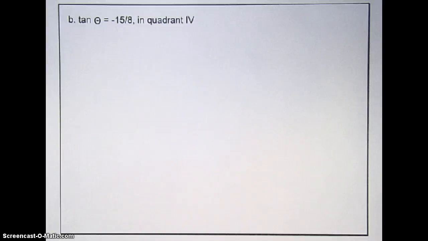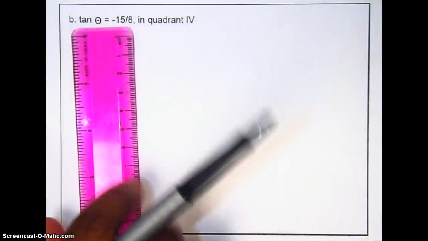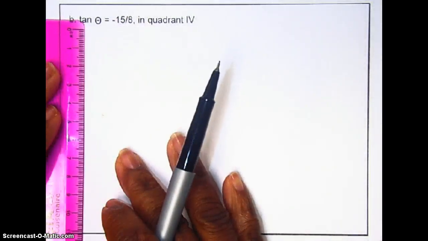Our next example doesn't give us coordinates. Instead, it gives us the trig value of the angle itself and tells us the location of the angle. So we're told that theta is located in quadrant 4 and that the tangent of theta is negative 15 over 8. So let's make another diagram. I always recommend that you start with a diagram. This one is a 4th quadrant angle.